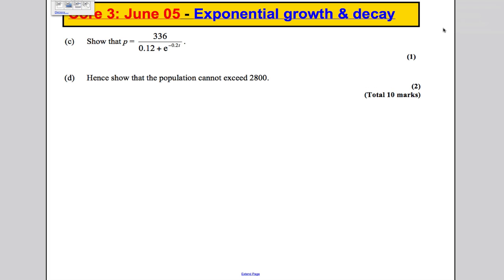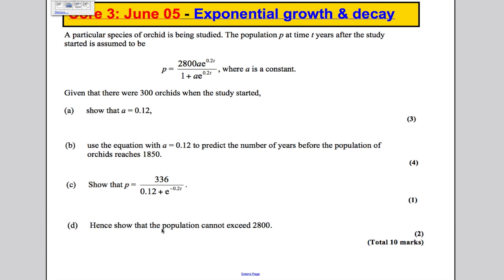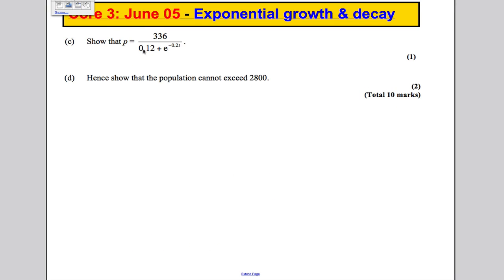And I just realised there was another part that wasn't in my original question here. So going back here, I've slotted in, there was a part D that I missed out. So part D asks us, hence, using part C, show the population cannot exceed this. Well, the easiest way to do that is to let T go off towards infinity. Let T become an absolutely massive number. What would happen to P?